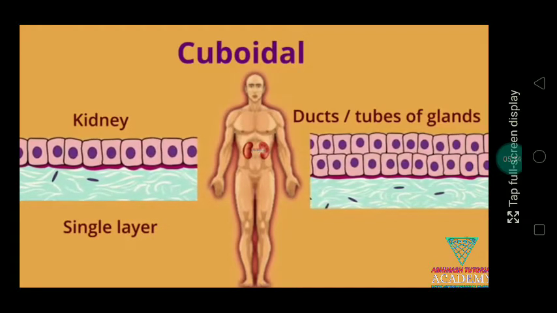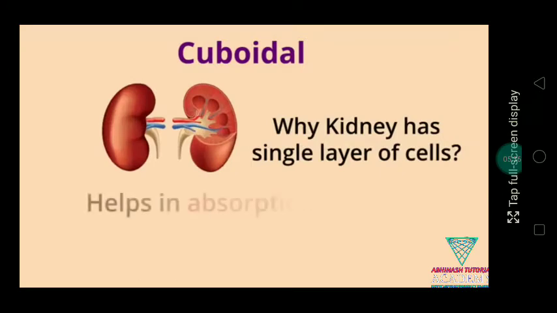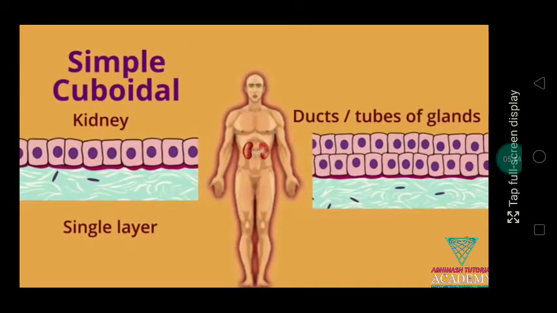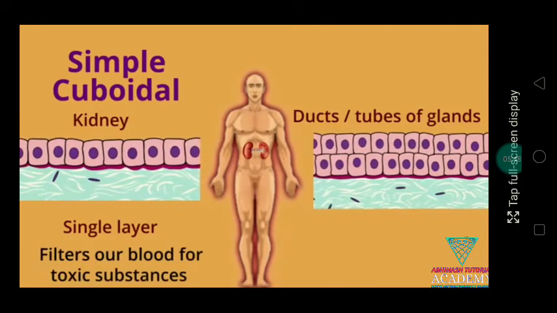If you're wondering why just one layer, it is because it helps in absorption of waste materials from our blood to excrete them out of our body. So this simple cuboidal epithelium filters our blood for toxic substances.